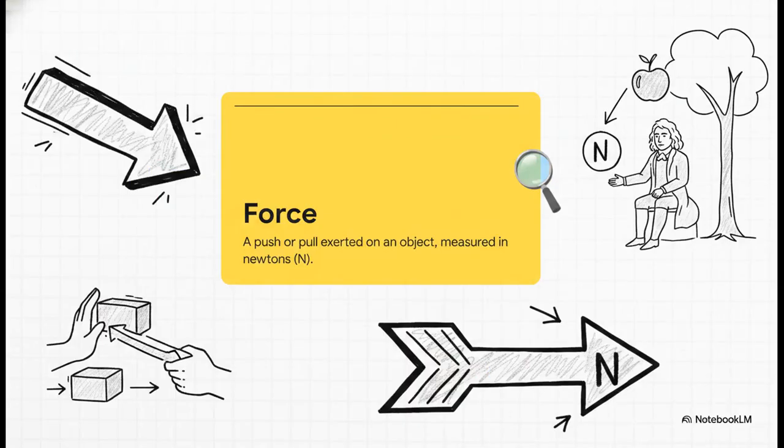And the answer to that mystery? It's force. At its core, a force is simply a push or a pull exerted on an object. But what's absolutely crucial to grasp here is that force is a vector quantity. That means it has both magnitude and a specific direction. You can't just have a generic push out of nowhere. It has to be a push towards something or away from something. And we measure this invisible push or pull in newtons, named of course after Sir Isaac Newton.